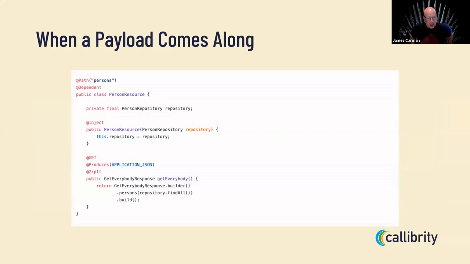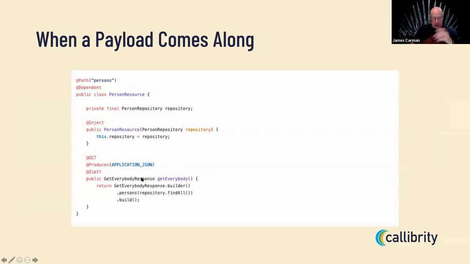This is an example of trying to limit the response type. So here I'm doing a get everybody method, which basically just says, hey repository, give me everybody that's in the database right now. And you can imagine at some point that could get really large. So in order to prevent that, we're adding this new annotation, zip it.